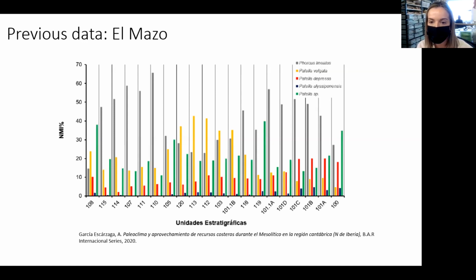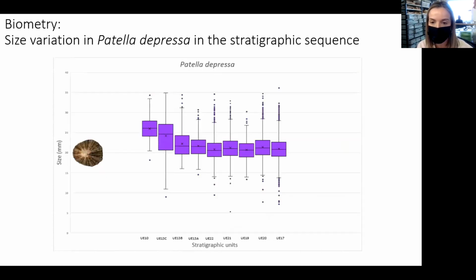These results are in agreement with previous data from the nearby site of El Mazo, where a similar pattern was found. The explanation for this change is probably related to the viability of the different species due to changes in the climatic and environmental conditions of the area through time.